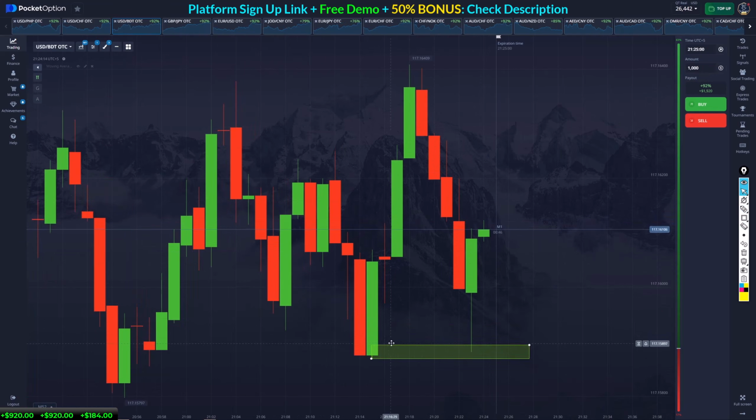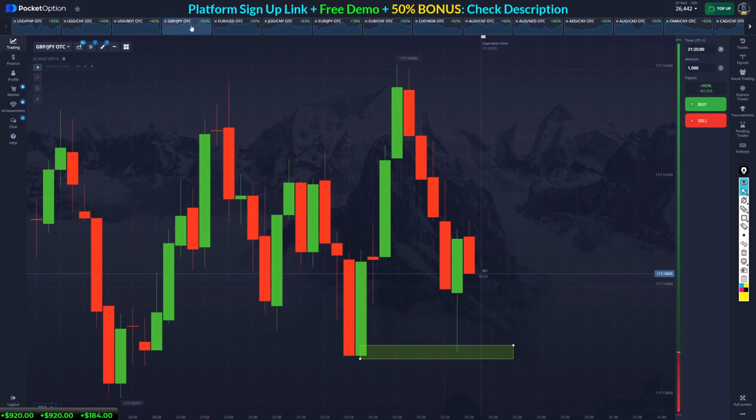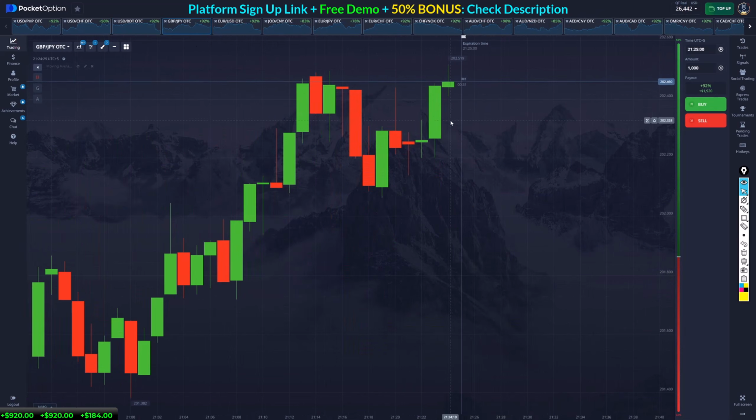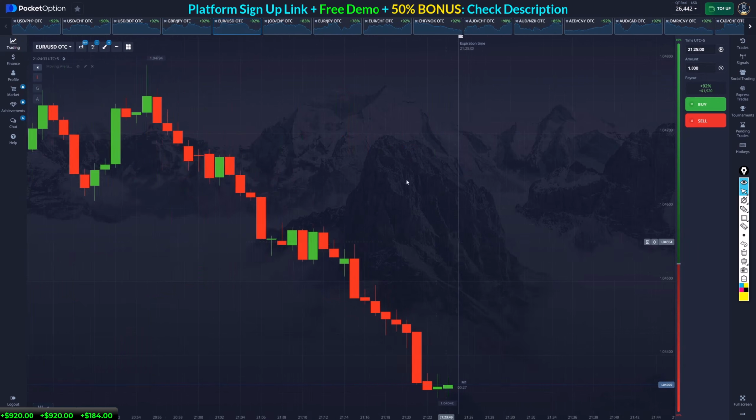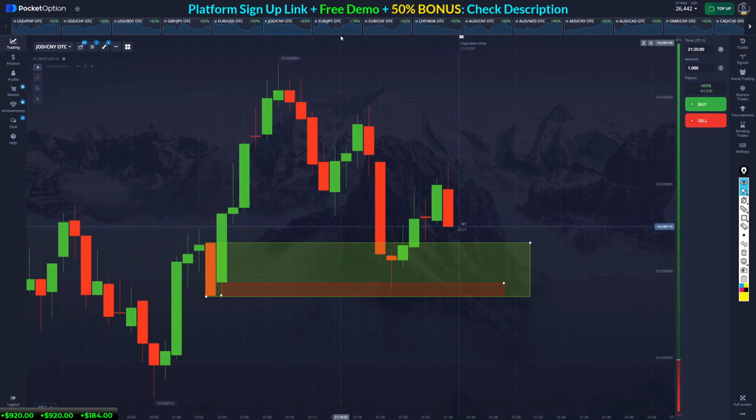I normally wouldn't take this, ignoring this entry, but I took it with very small amounts. So if I was losing it, it wouldn't hurt me. It wouldn't mess up my psychology because it's just 200 compared to my normal trading amount. So I'll just keep looking for better trades. This is our first trade.